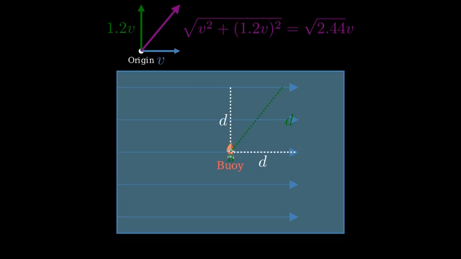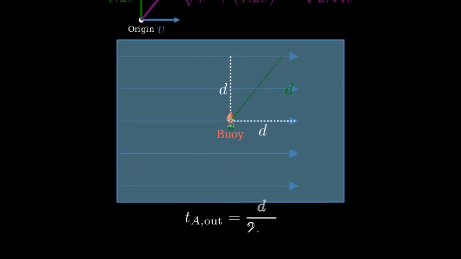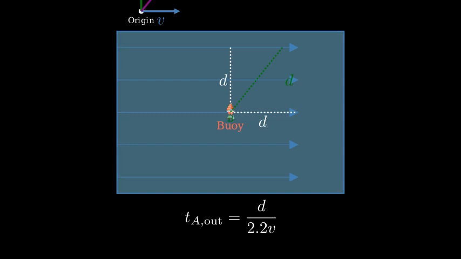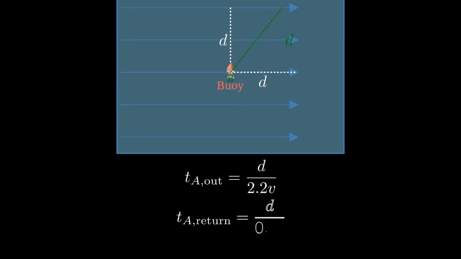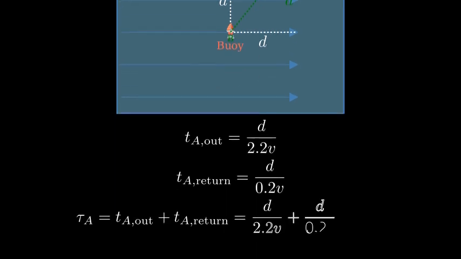Let's now calculate the ratio of travel times. For boat A, the time to travel distance d downstream is d divided by 2.2 v. The time to return upstream is d divided by 0.2 v. So the total time for boat A is the sum of these, which simplifies to 11d divided by v.